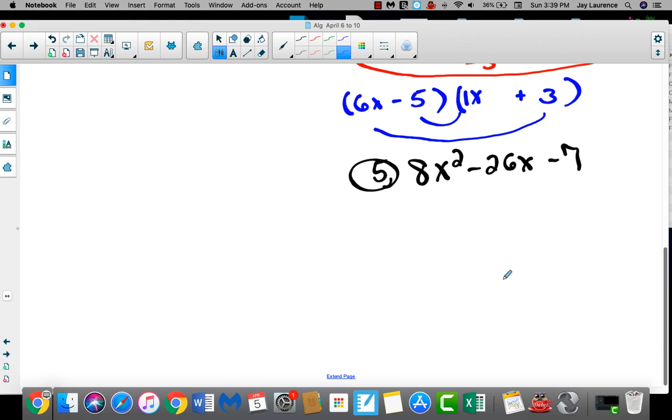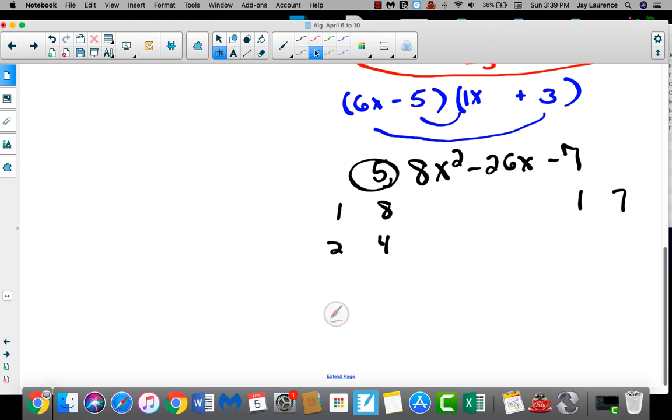All right, why don't you give number 5 a shot on your own? Go ahead and pause the video, and then I will show you my solution. Okay, here it comes. I got 1 and 8, and 2 and 4, and then I've got 1 and 7. 7's a prime number, so it only has 2 factors.